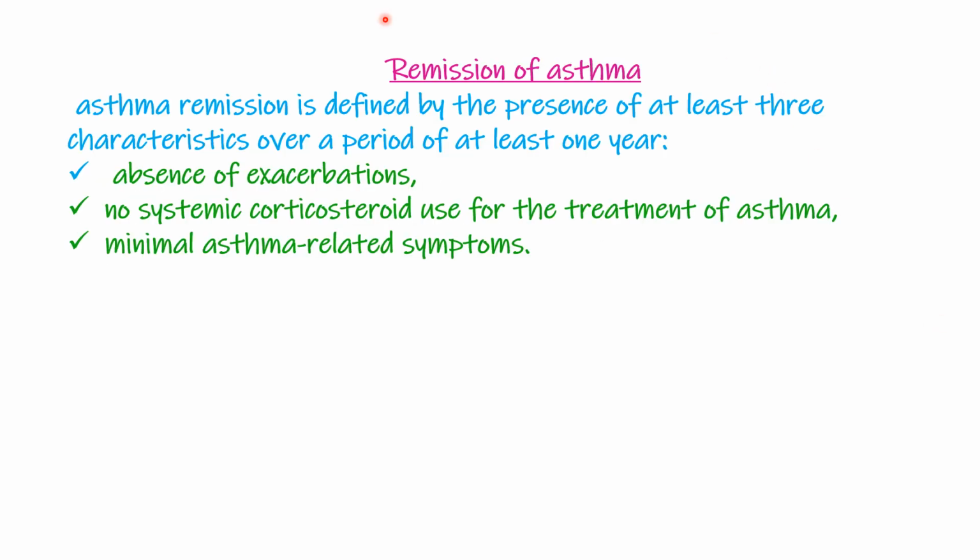We continue. Remission of asthma. Remission of asthma is defined as the presence of at least 3 characteristics over a period of at least 1 year. Where you have the presence of the following 3 characteristics over a period of 1 year: absence of exacerbation, no use of systemic corticosteroid for treatment of asthma, and minimal asthma-related symptoms.